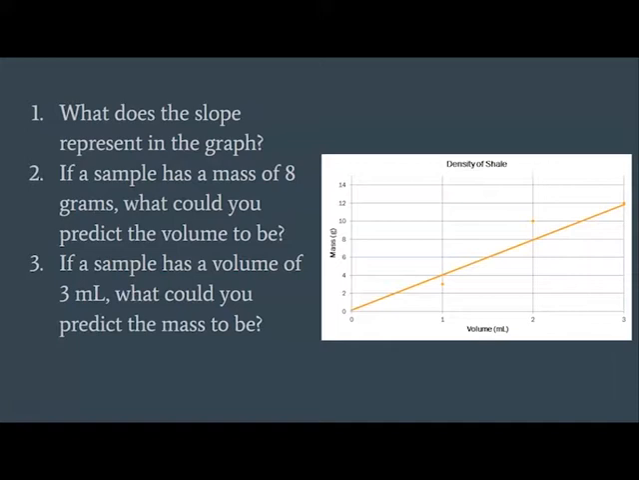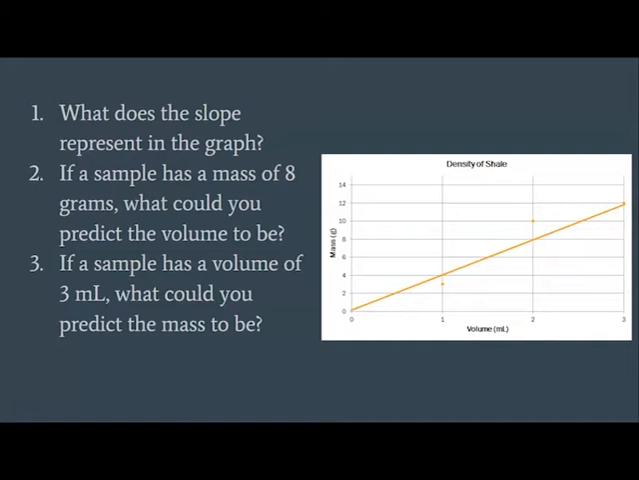Cool. All right. So now on to the question. What does the slope represent in this graph? Well, we just calculated it. Yeah, it's grams per milliliter. Absolutely. And our slope tells us how many grams you get for every milliliter. And for this shale, it's going to be 4 grams per milliliter, more specifically.